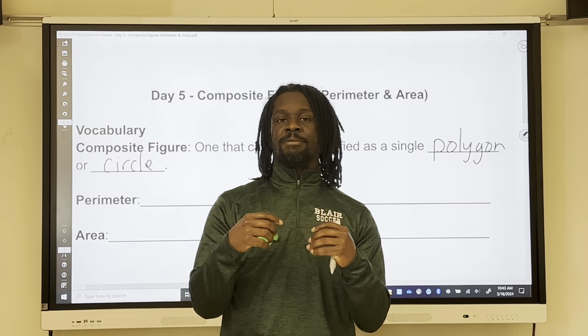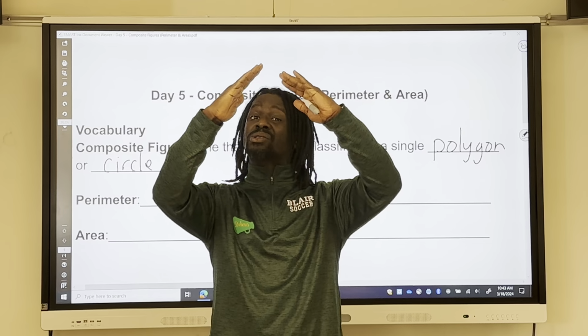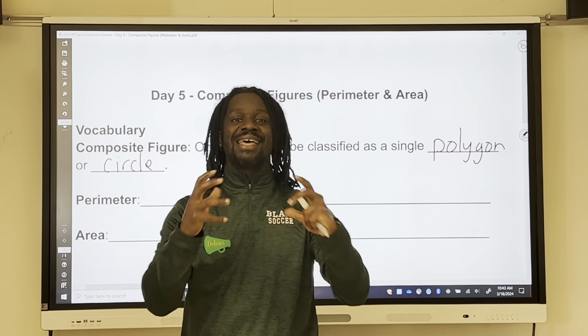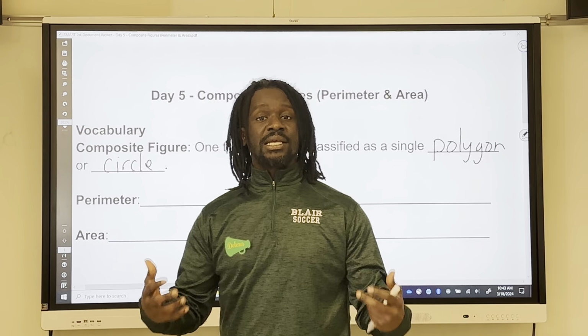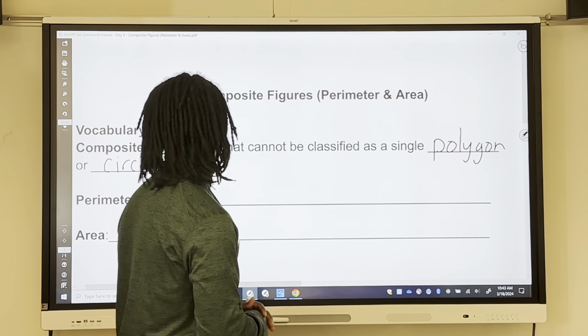So think about a house, right? A house has a rectangle at the bottom, but it also has a triangle at the top. That is a composite figure. So it is a figure that is composed of more than one shape, all right?